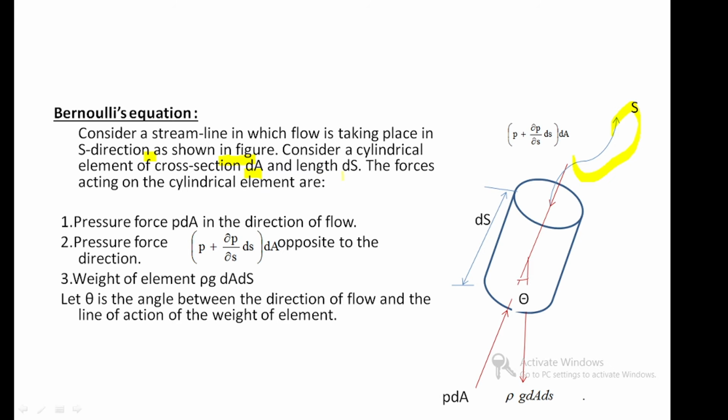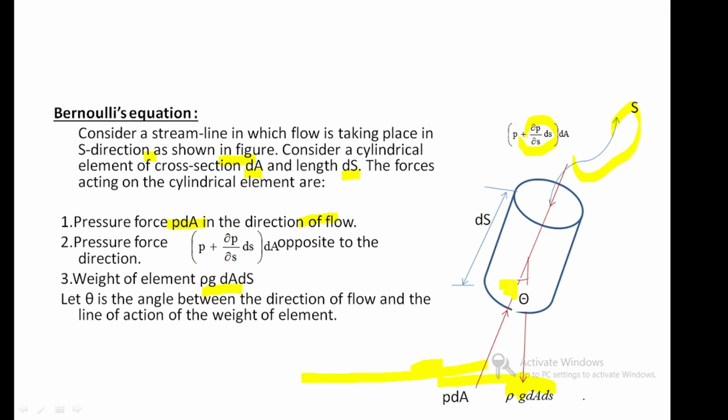The forces acting on the cylindrical element are, first, pressure force, pressure into area P dA, in the direction of flow. Second, in the opposite direction, P plus ∂P/∂s into ds, times dA. That is called the pressure force opposite to the direction of flow. Third, the weight of the element, rho g dA ds, as mentioned in the figure. Let theta be the angle between the direction of flow and the line of action of the weight of the element. See here, theta.